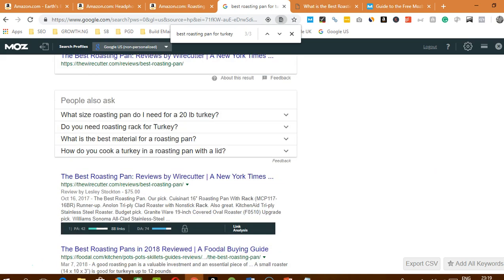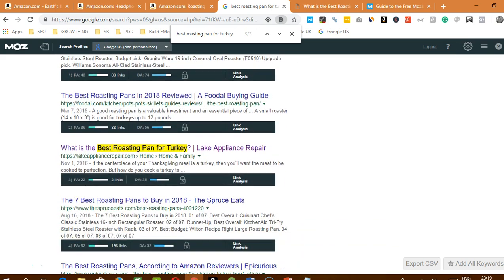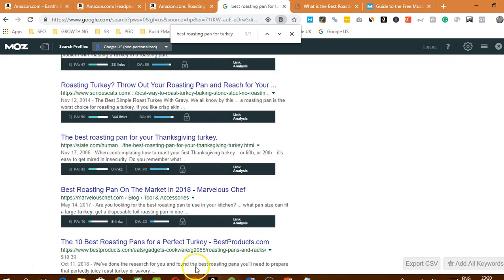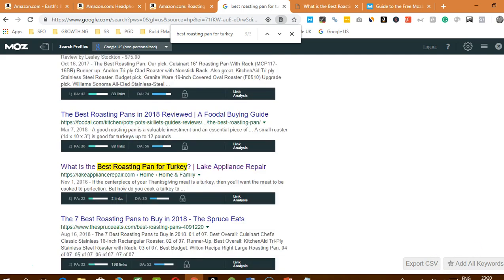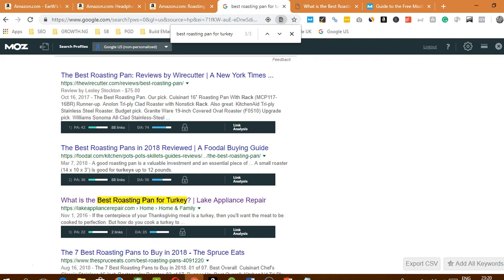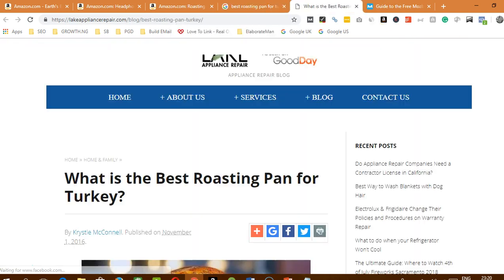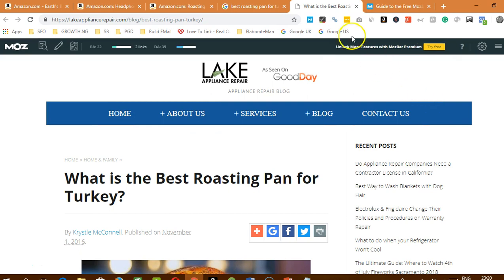And looking at the page, you see that it has a DA of 35. I told you DA less than 50 is a good sign that you can come in and overcome. DA 22, you see, those are good signs anyway. So once you have two or more pages with a DA of less than 50, then you are good to go. This is the only page that is targeting that keyword specifically, best roasting pan for Turkey.